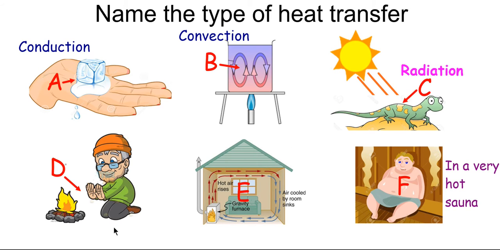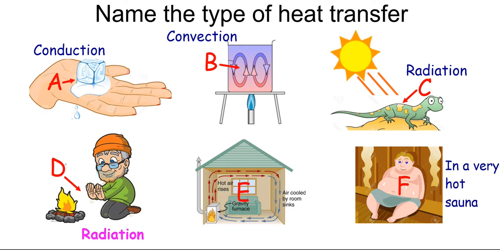Down here, isn't this also an EM wave? He's not touching, is he? No, that's an infrared wave. This is light, this is infrared. But still a wave going from there to there. An EM wave is causing these hands to warm up, and that's radiation.